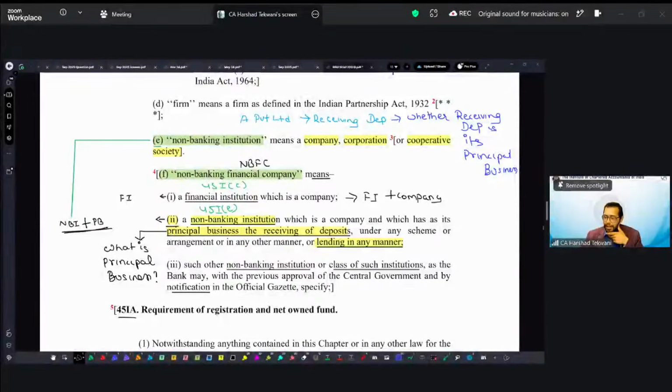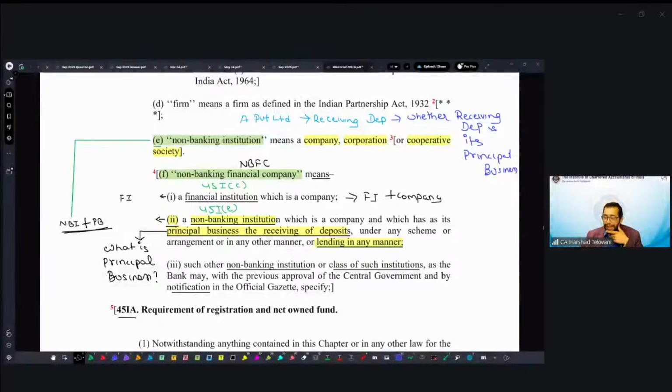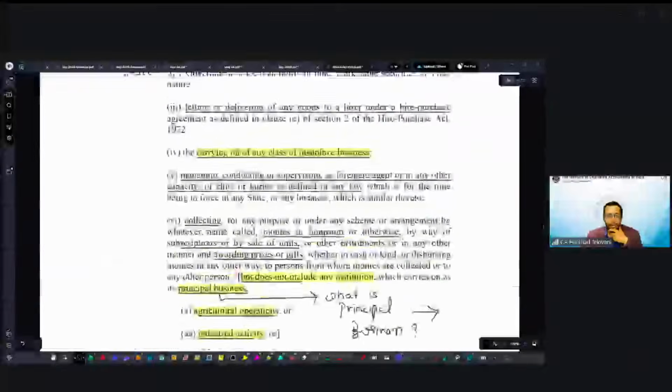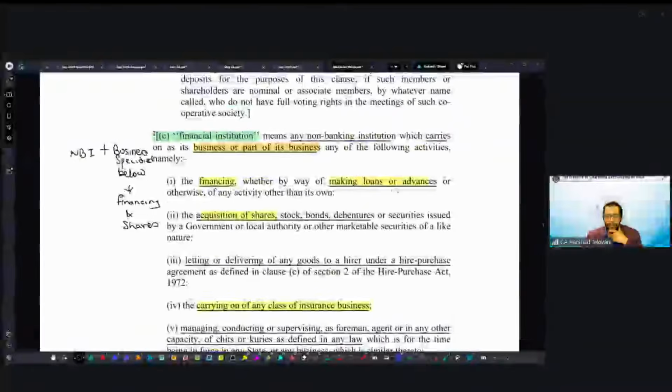Sir, in the FI definition, the financial activity other than making loans and advances, okay, in the financial institution definition, financing by way of making loans and advances or otherwise of any activity other than its own. No, making loans and advances, but NBFC prima facie is loans and advances, right?